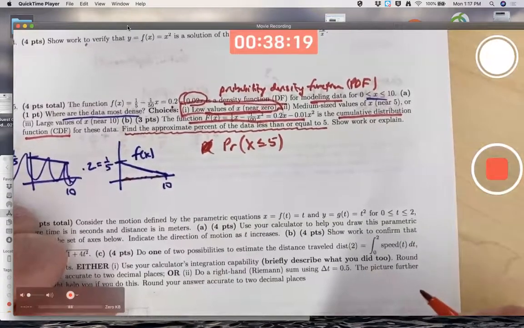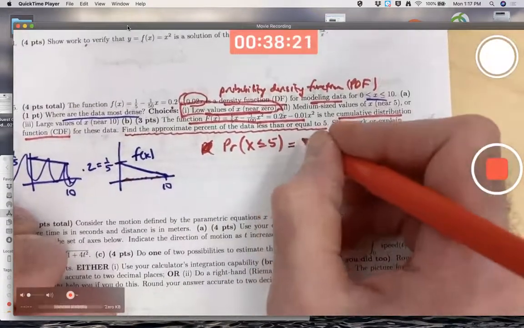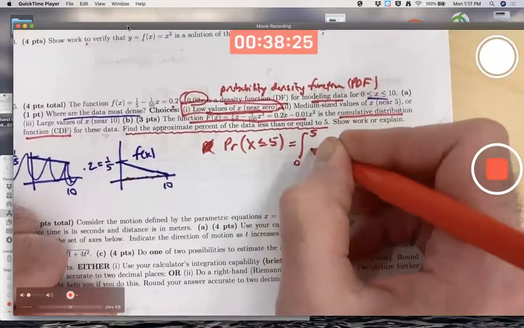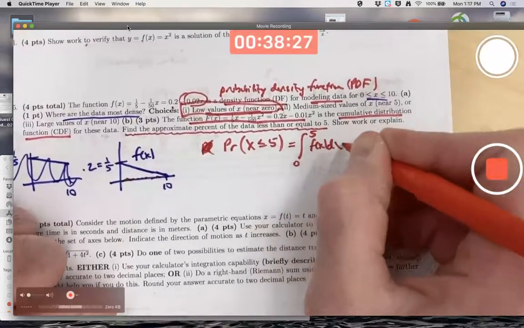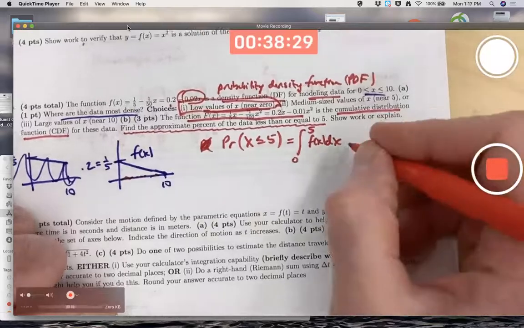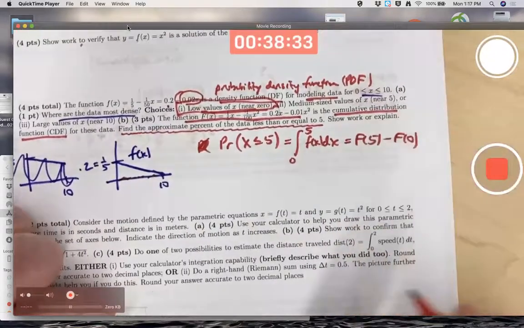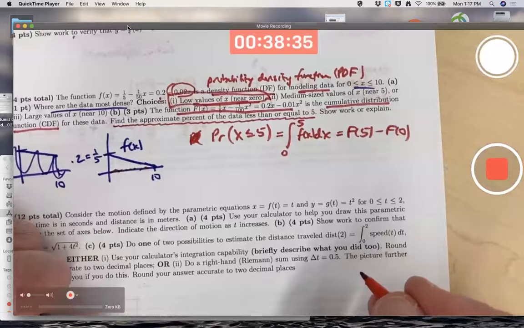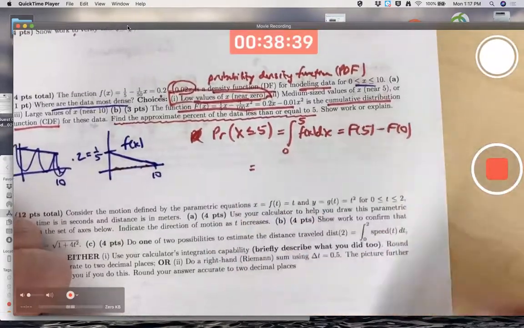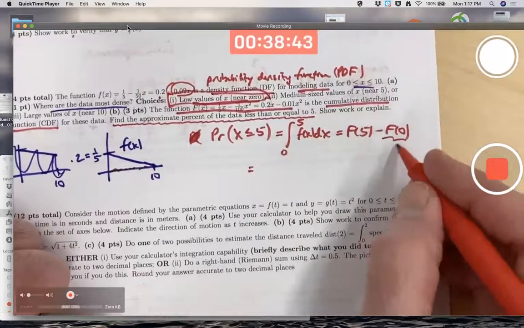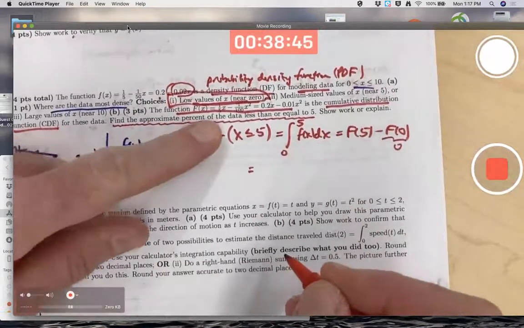How do you compute this? The way you do it is you integrate the PDF over the interval, in this case from 0 to 5. But by the fundamental theorem of calculus, that's the same as capital F of 5 minus capital F of 0. It's the change in the value of the CDF. So just do that calculation. Capital F of 0 is 0, so I really only need to figure out capital F of 5.